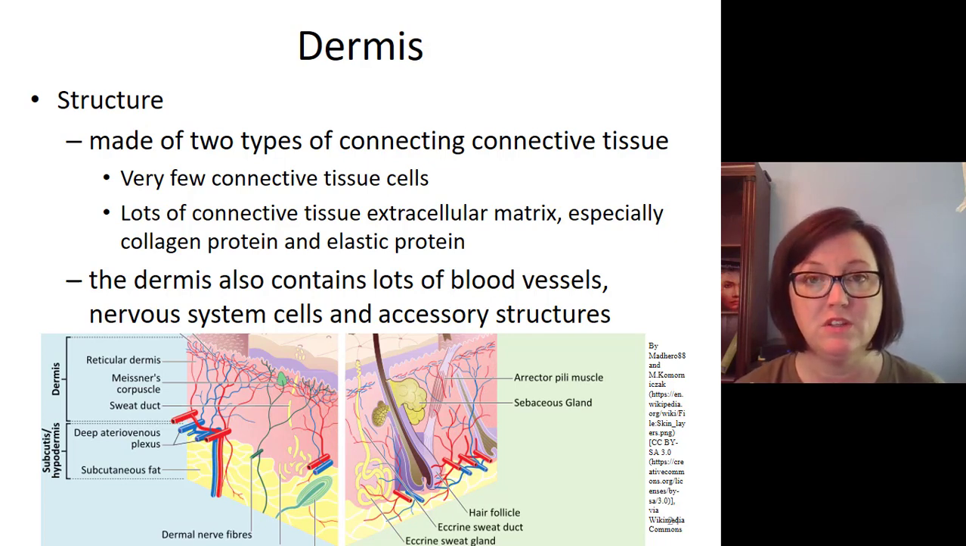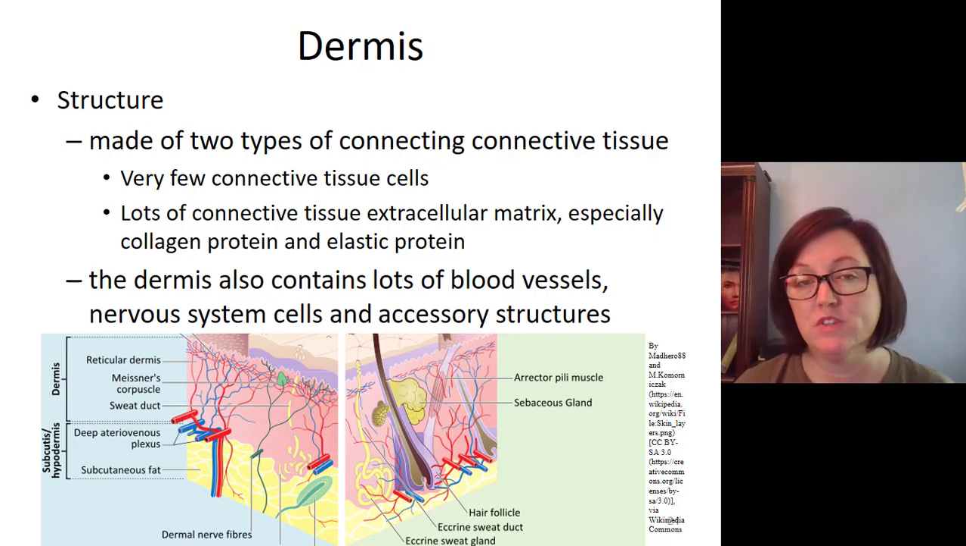The elastic protein gives skin a little bit of flexibility, and the collagen protein also gives a little bit of flexibility, but it does give a lot of strength to skin too. Right? And even though skin is strong and flexible, in this layer we do have pain cells. Okay, so we don't want to go poking and wiggling this around too much.